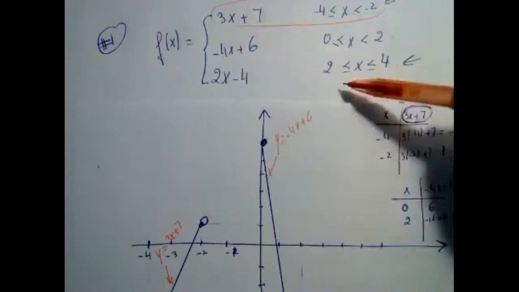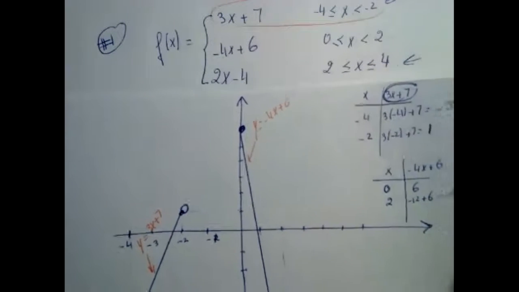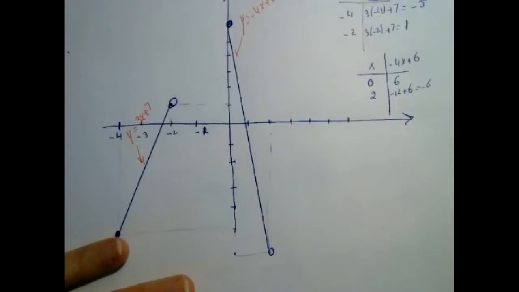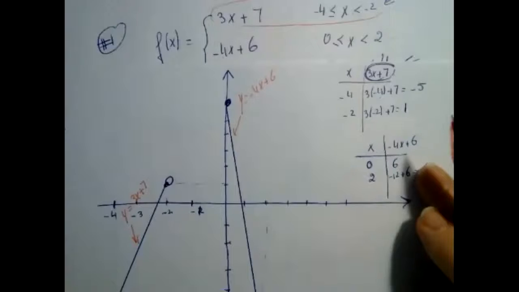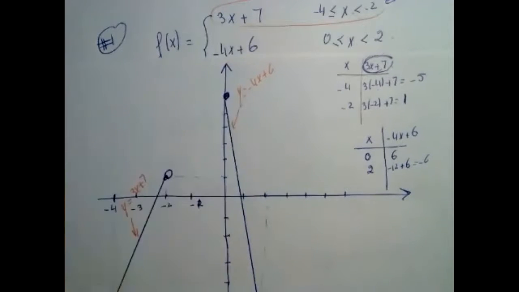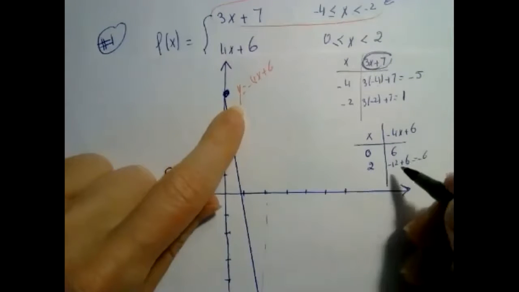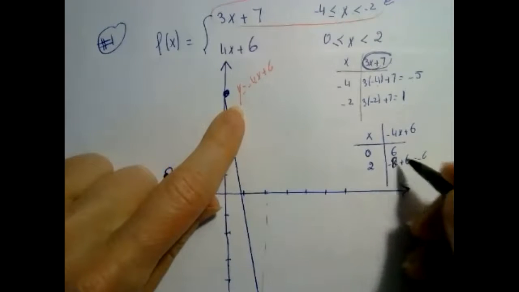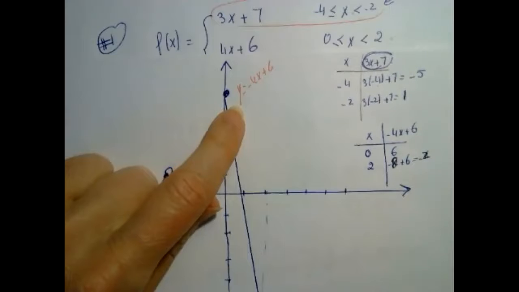Finally, 2x minus 4 between 2 and 4. Again, you got -6 when you plug the 2 into -4x plus 6. Did I make a mistake? Yeah, isn't it 8? And then -8 plus 6 would be -2. Thank you very much. It's -8. And this is -2. Right?